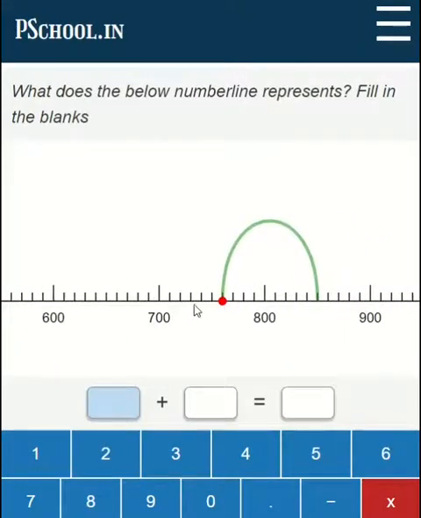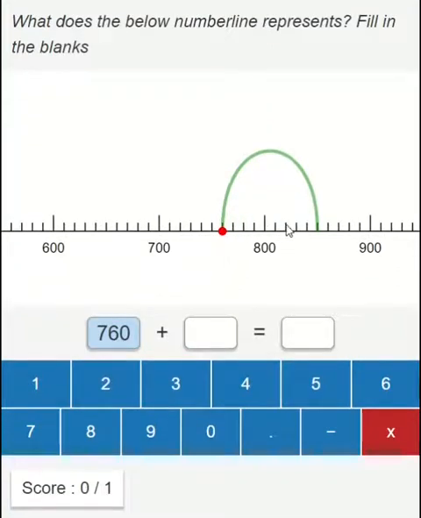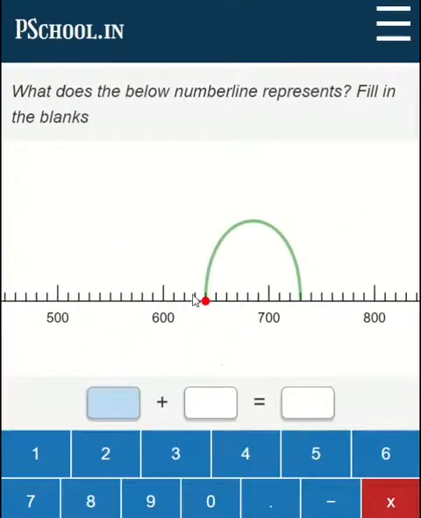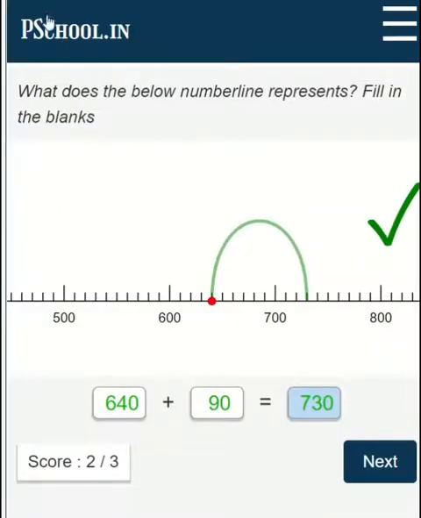Here the red dot represents 1, 2, 3, 4, 5, 6, so 760. Let us not make any mistakes this time. 1, 2, 3, 4, 5, 6, 7, 8, 9, 90. So we get 850. Yeah, we got it right. Here the red dot represents 640, and we add 90 plus 90 and we get 730. In the same way we can do the other problems.